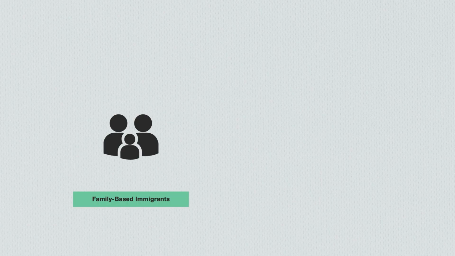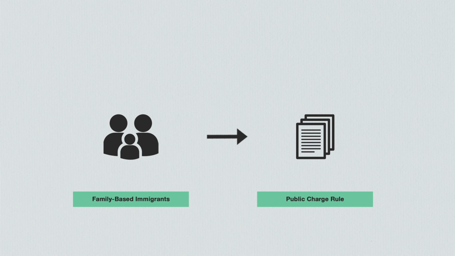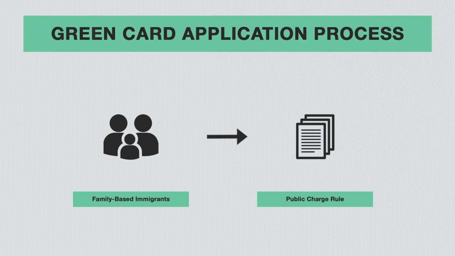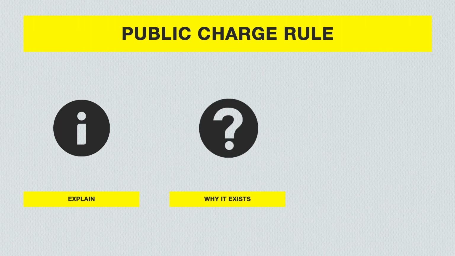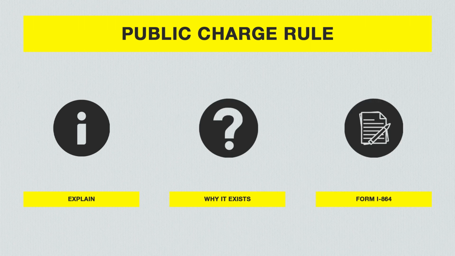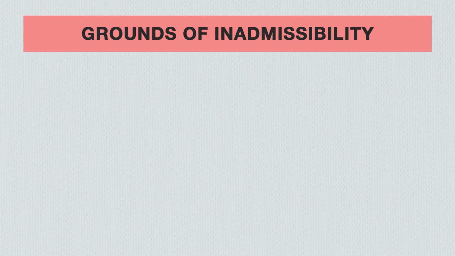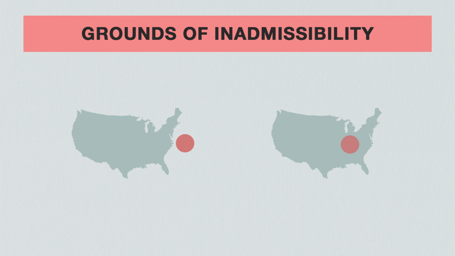Most family-based immigrants are subject to the public charge rule during the green card application process. We'll briefly explain public charge, why it exists, and introduce you to some important information about Form I-864, Affidavit of Support. In immigration law, there are several grounds of inadmissibility that can prevent foreign nationals from gaining permission to enter or remain in the United States.